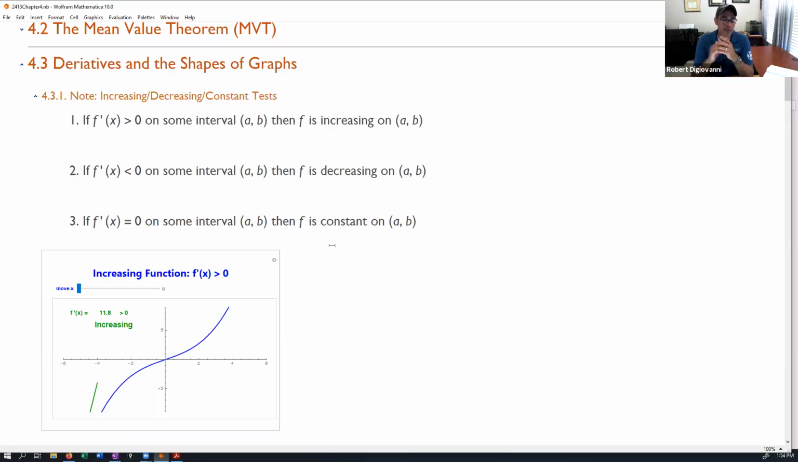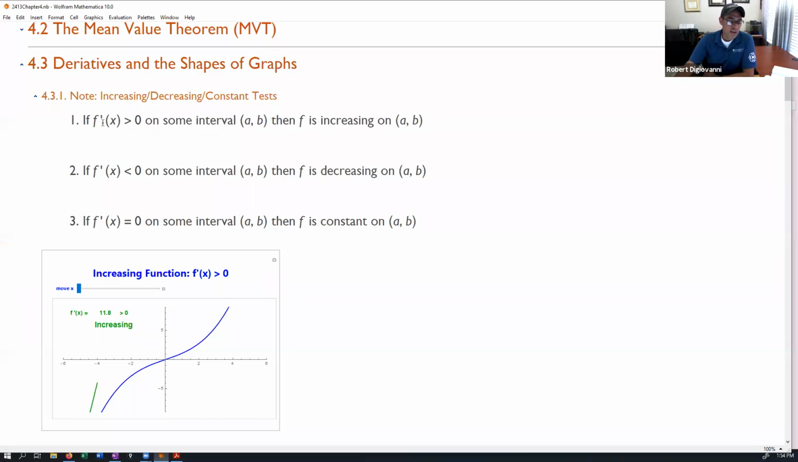Okay, we are now going to 4.3. We're now going to talk about derivatives and how they tell us about the shape of what a graph looks like. Okay, so when we look at derivatives, they tell us about what the graph looks like, right? And so we're going to have some definitions here, and I think most students have an okay time with this. So let's look at this first part.